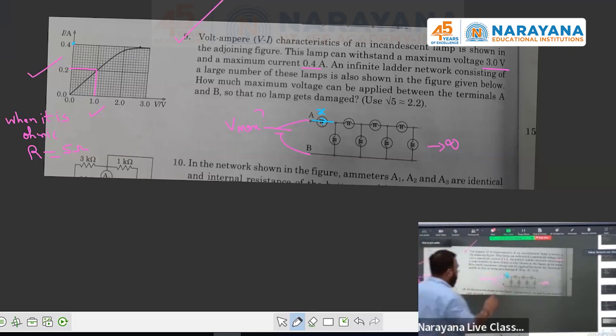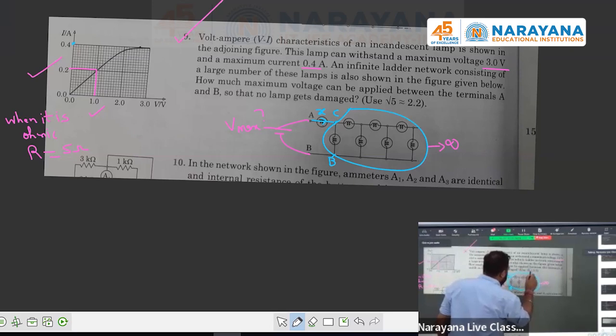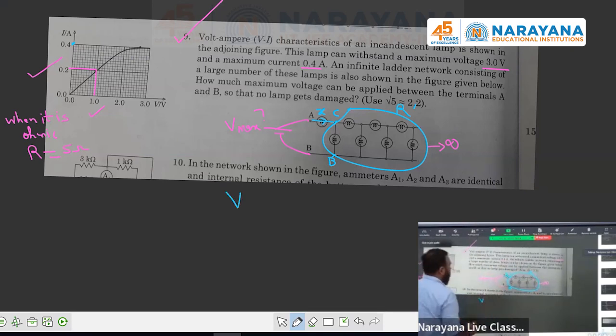And it seems that between these points, C and B, if we can replace this body with a subtle resistance, let's say R prime, we don't know what it is, then the current through this first person, which is the highest current, should be V upon X plus R prime, if my voltage is V, and that should be less than or equal to 0.4 at any cost. If that is satisfied, then all the other people will obviously have less current.